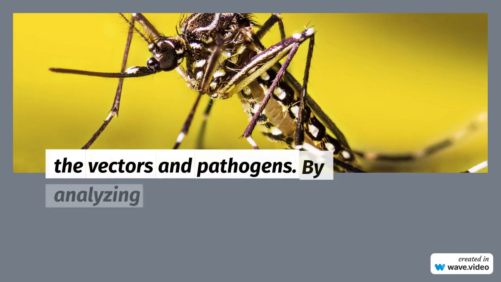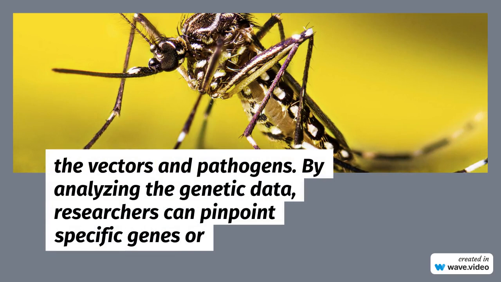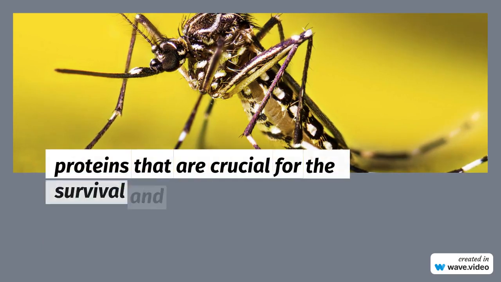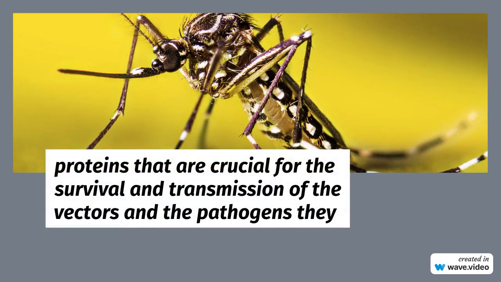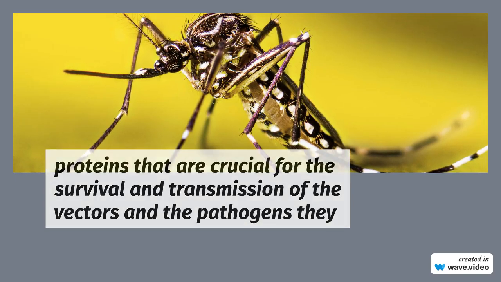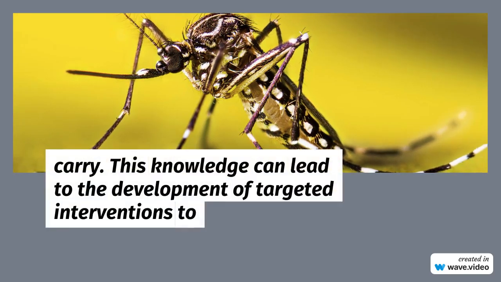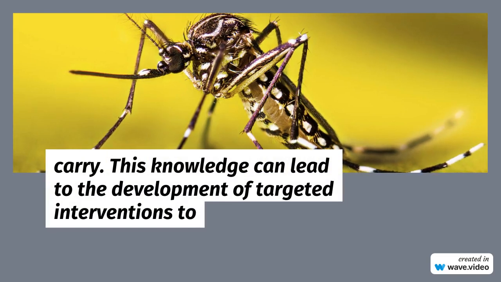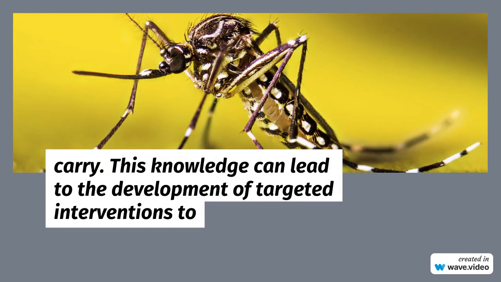Bioinformatics also facilitates the identification of potential drug and vaccine targets within the vectors and pathogens. By analyzing the genetic data, researchers can pinpoint specific genes or proteins that are crucial for the survival and transmission of the vectors and the pathogens they carry. This knowledge can lead to the development of targeted interventions to control the spread of vector-borne diseases.